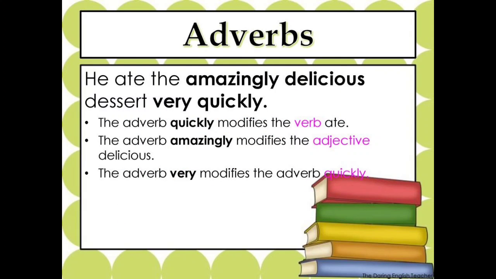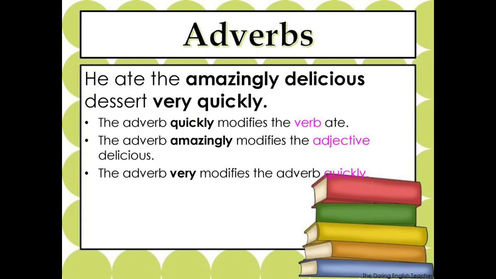Look at the next thing here. He ate the amazingly delicious dessert very quickly. So in this sentence, we have a lot of adverbs. First one is the adverb quickly modifies the verb ate. The next thing is the adverb amazingly modifies the adjective delicious. So here we have two adverbs and two adjectives.